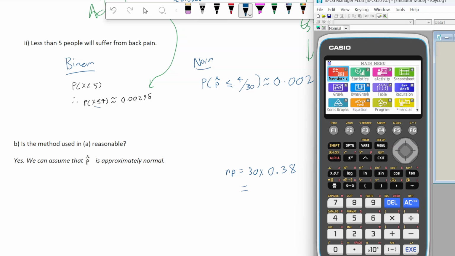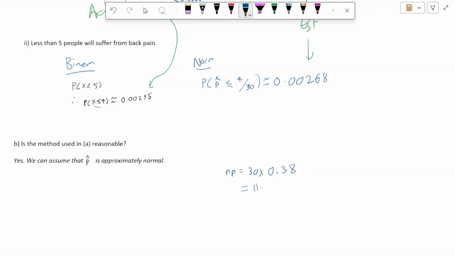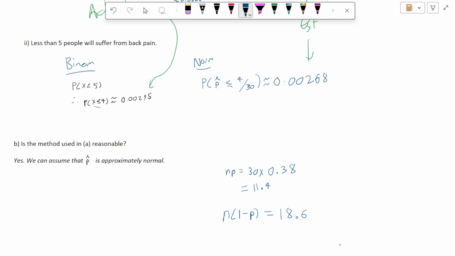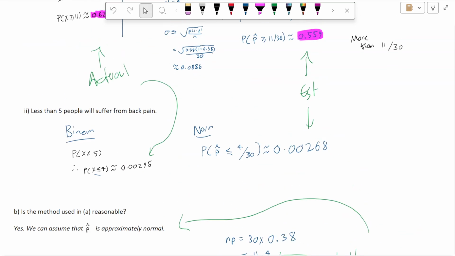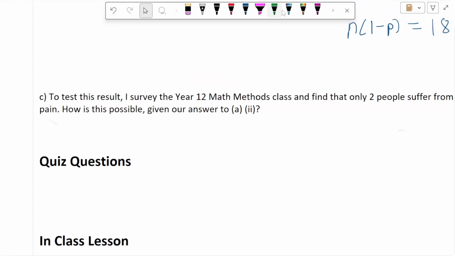Let's have a look. So 30 times 0.38 is 11.4. And n(1 take p) is 30 times 1 take 0.38, which is 18.6. And really importantly, these are both greater than or equal to 5. So we assume that it's normal. Assume p hat is normal. And so that's why we can assume that it's approximately normal. It's using those two rule of thumb things. Don't ask me why that's true. Stats is a very weird field.